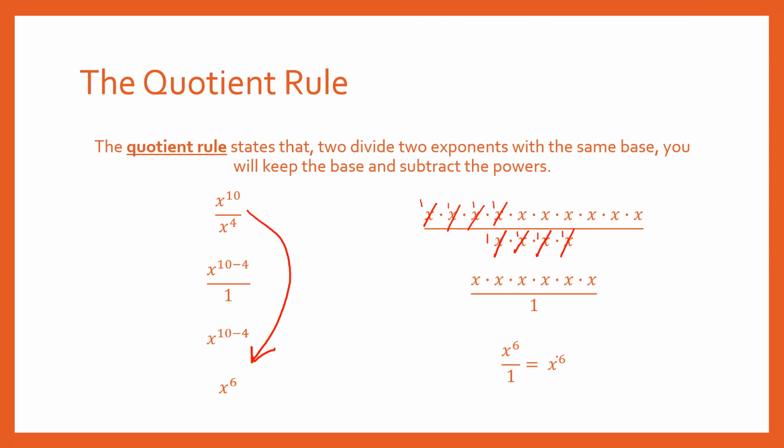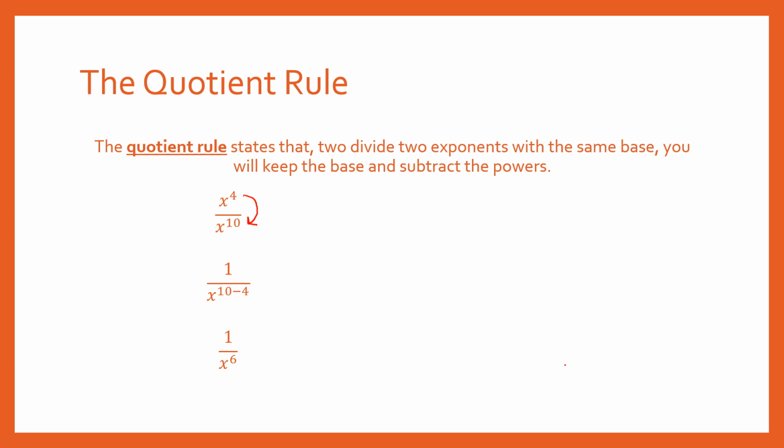Before we had x to the 6th, and now we have 1 over x to the 6th. Now let's visualize that. So instead of having 10 x's this time in the numerator, this time we only have 4, but our 10 x's are in the denominator. And again, we can cross-cancel, so this cross-cancels.